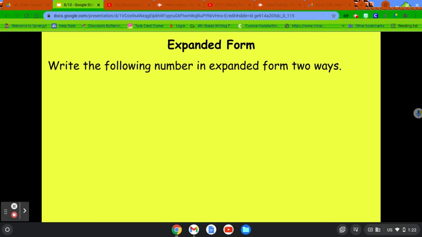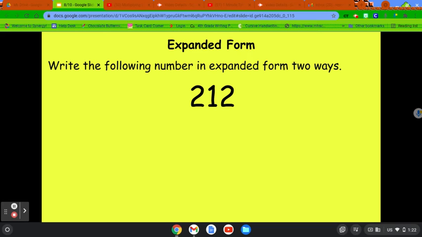You may work with the people around you. You may talk to them. You guys may work through your answers. And I'll give you a minute for each of the following questions and then we'll go over them together. Okay, guys? So, again, write the following number in expanded form two ways, the third grade way and the fourth grade way. Here is your first number.